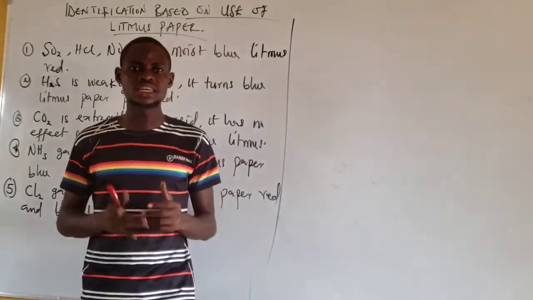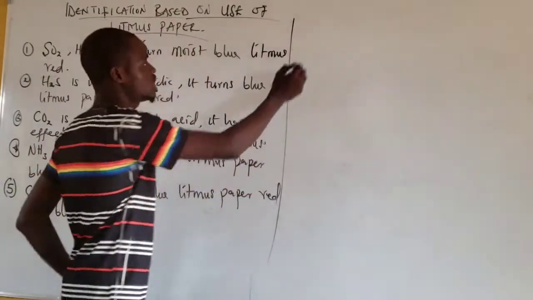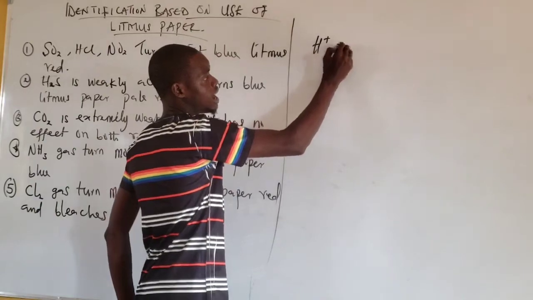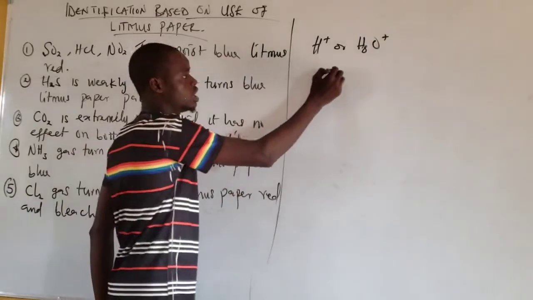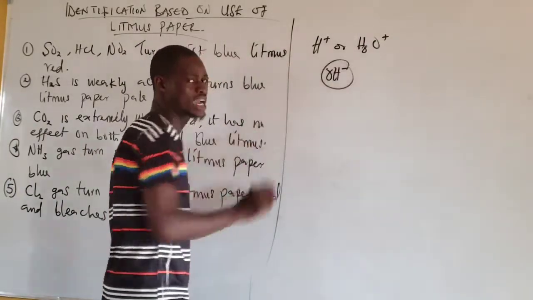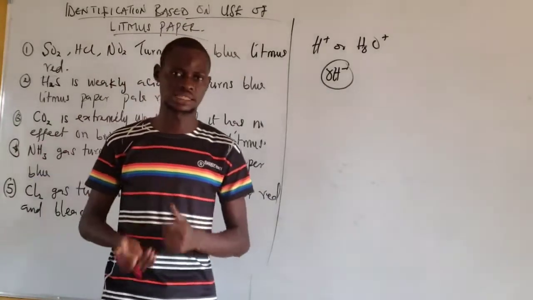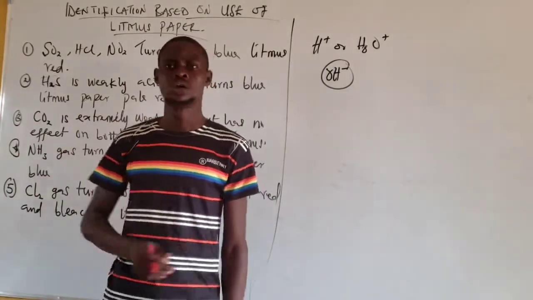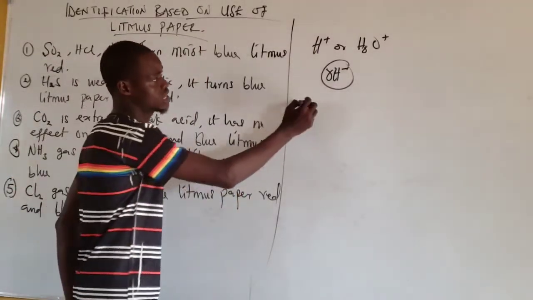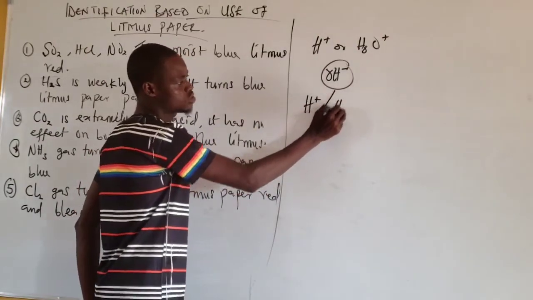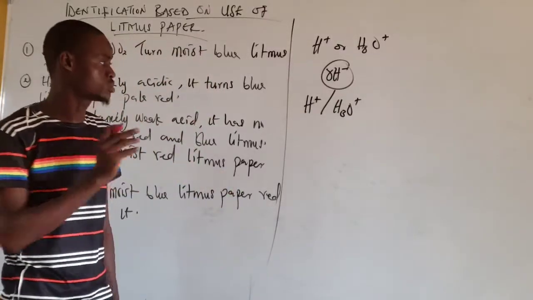Now, normally, litmus paper is used to test for the presence of hydrogen ion or hydronium ion in a solution, or the presence of OH minus, which is the hydroxyl ion, in a solution or in wet gases. Today, I'm going to explain how we can do this. Take a look at this: hydrogen ion or hydronium ion always gives a red solution.